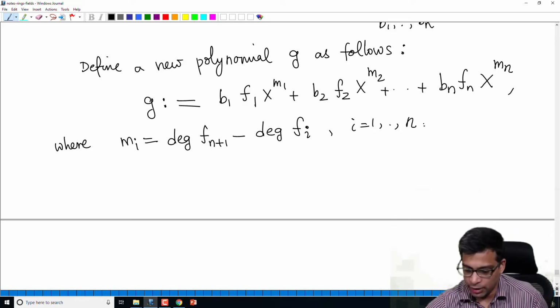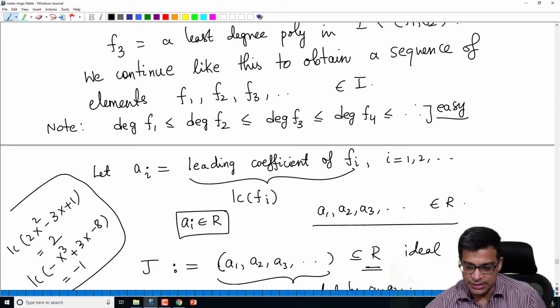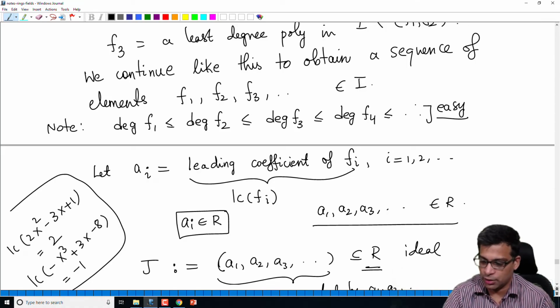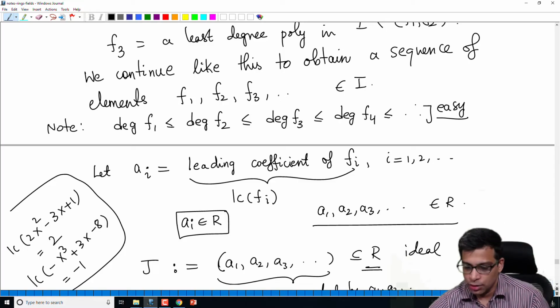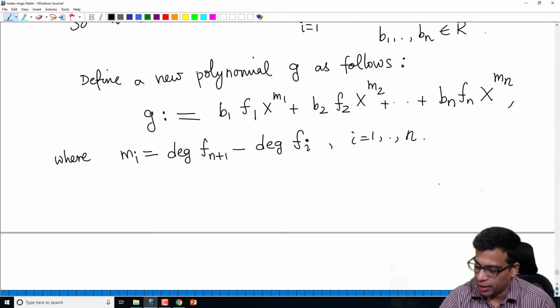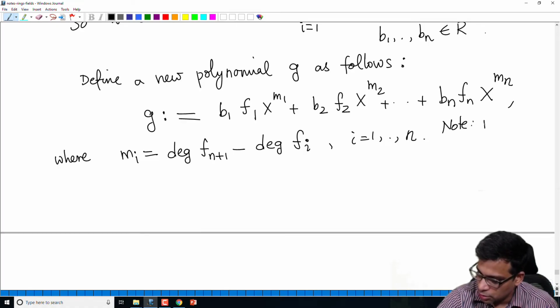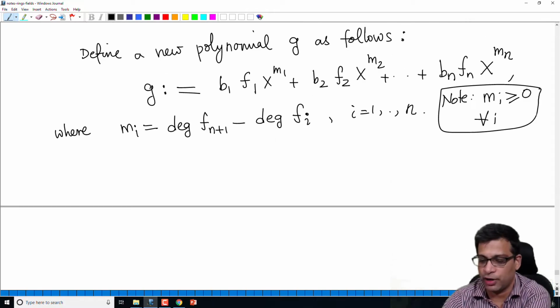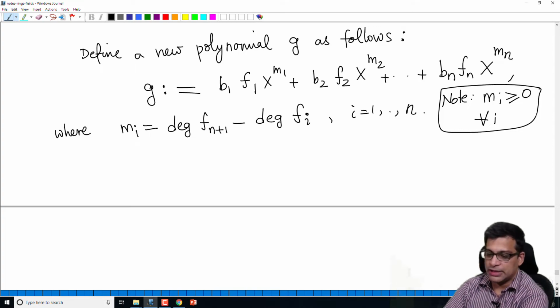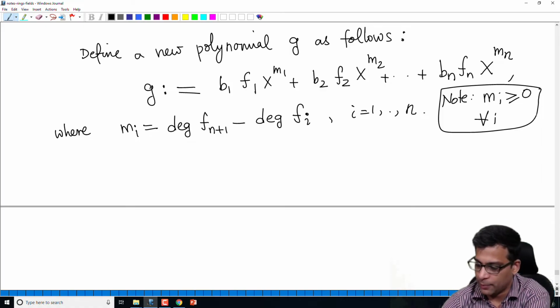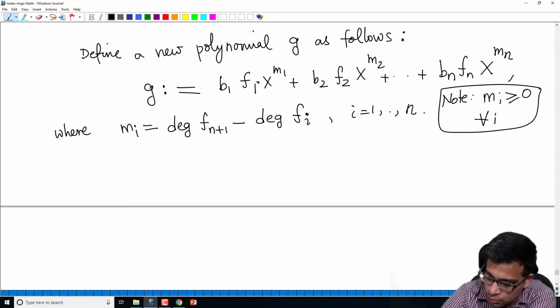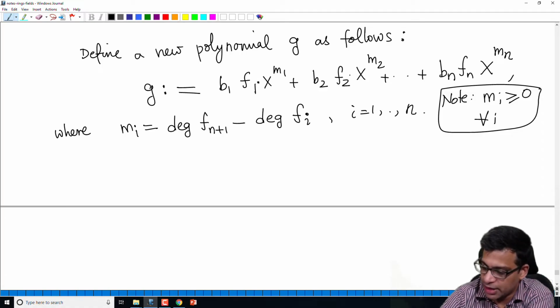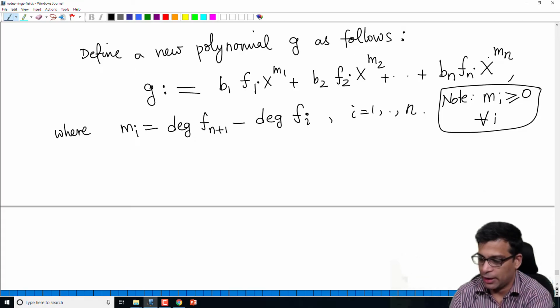Remember I remarked earlier that degrees of Fi's keep increasing. Degree of F1 is less than or equal to degree of F2, less than or equal to degree of F3, less than or equal to degree of F4, and so on. So these are all non-negative integers. So note that mi is greater than or equal to 0 for all i. So I can in fact consider x^m1, x^m2, x^mn. If they were negative, of course this would not be a polynomial. x^-1 is not allowed inside a polynomial. But because mi's are non-negative, I can put an exponent like that and it is a polynomial. So F1 times x^m1, F2 times x^m2, Fn times x^mn.